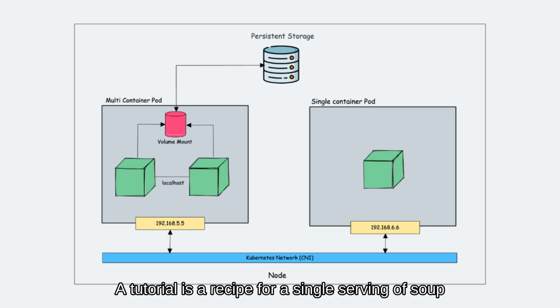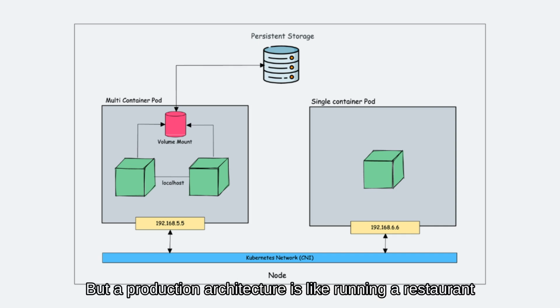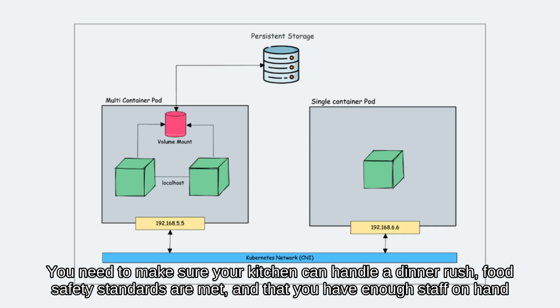A tutorial is a recipe for a single serving of soup. It's easy and straightforward. But a production architecture is like running a restaurant. You need to make sure your kitchen can handle a dinner rush, food safety standards are met, and that you have enough staff on hand.